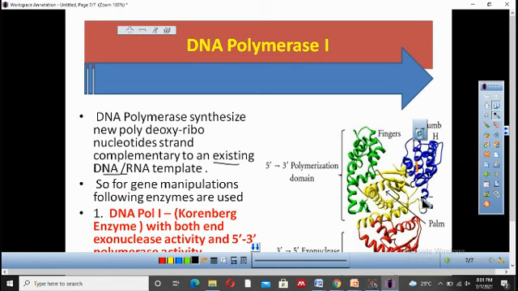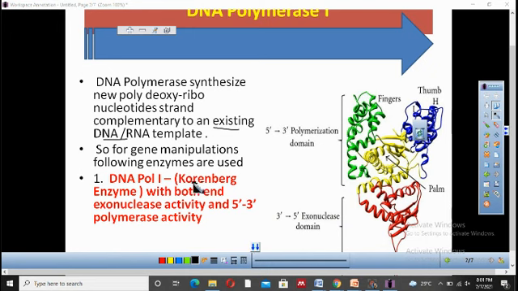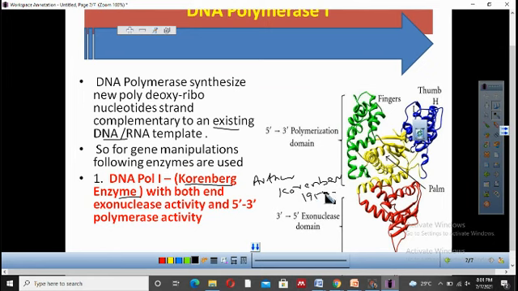So for gene manipulations, one of the DNA polymerase 1 enzymes which is used is called the Kornberg enzyme, because it was named after Arthur Kornberg, who is the discoverer of this enzyme. And for this, he got the Nobel Prize in 1958.